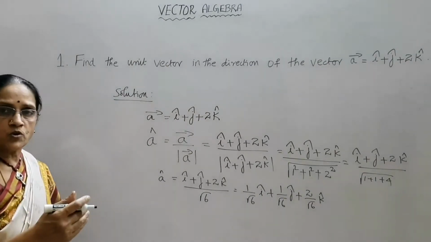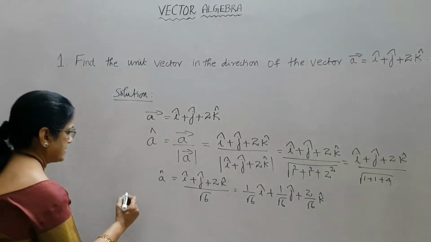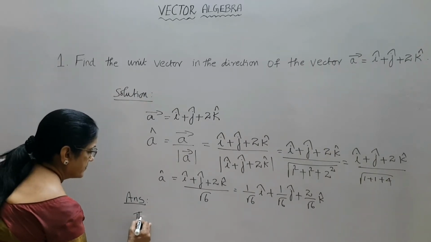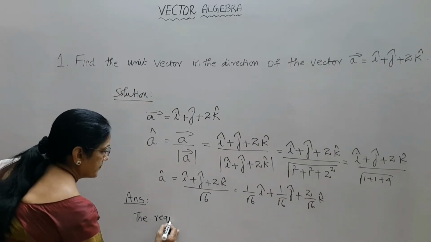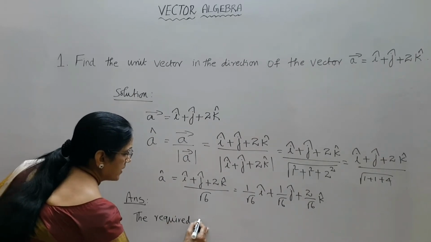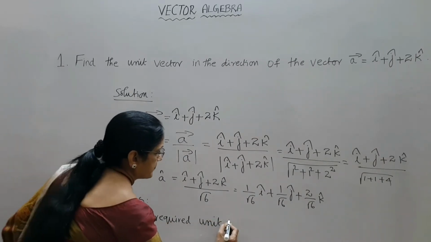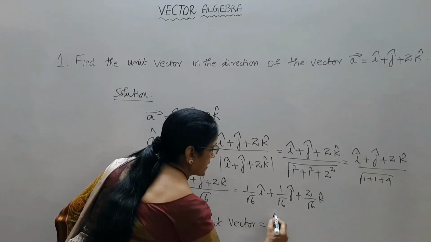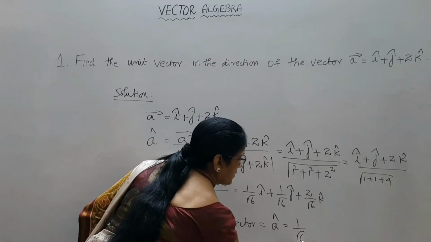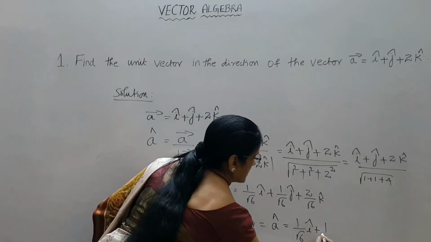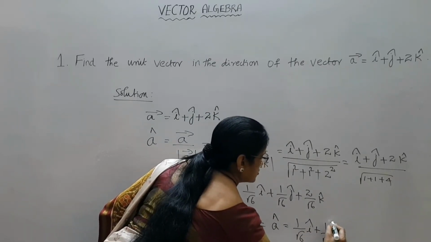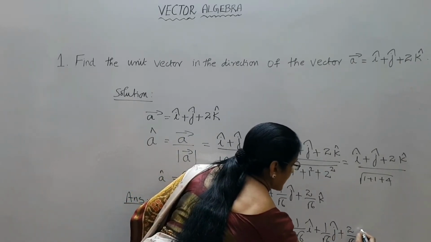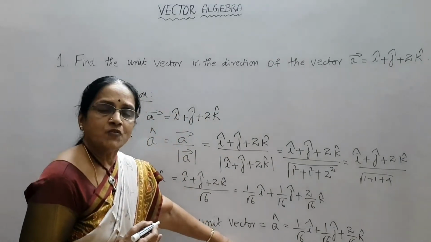Finally, you need to conclude your answer in the board examination as: answer, the required unit vector is equal to A cap is equal to 1 by root 6 i cap plus 1 by root 6 j cap plus 2 by root 6 k cap. So, this will be your final answer.